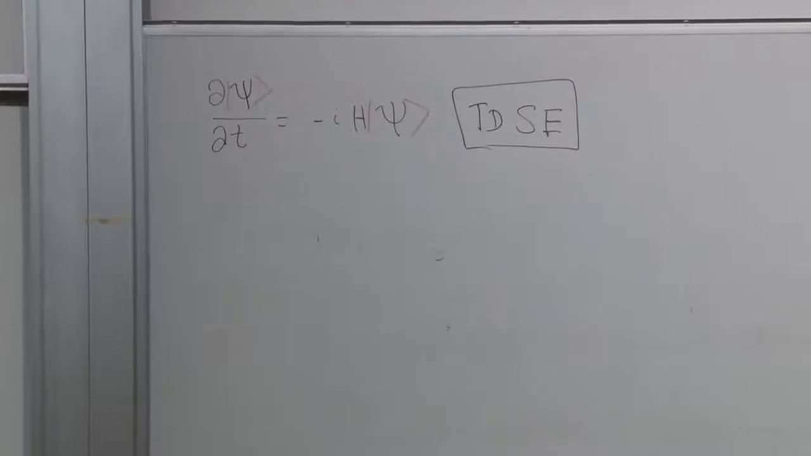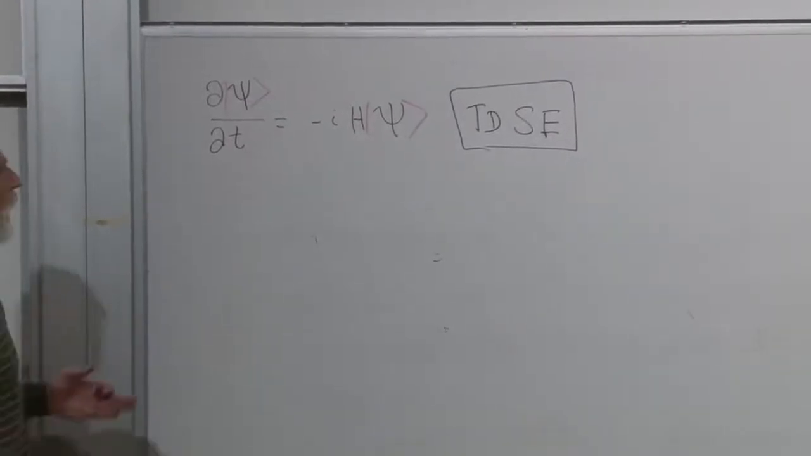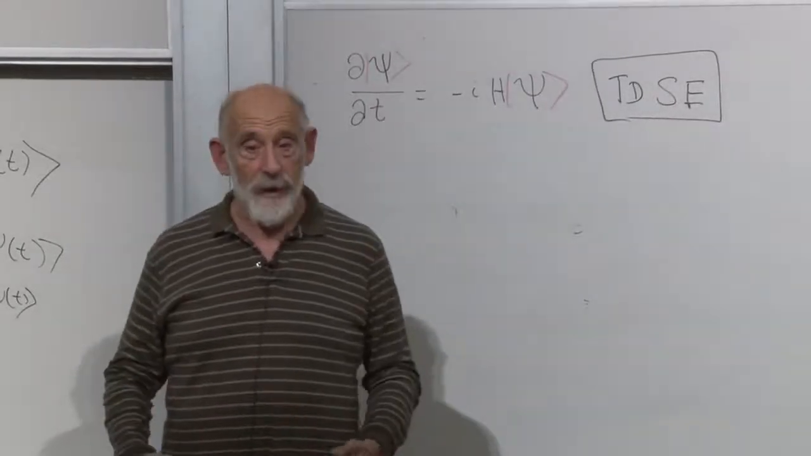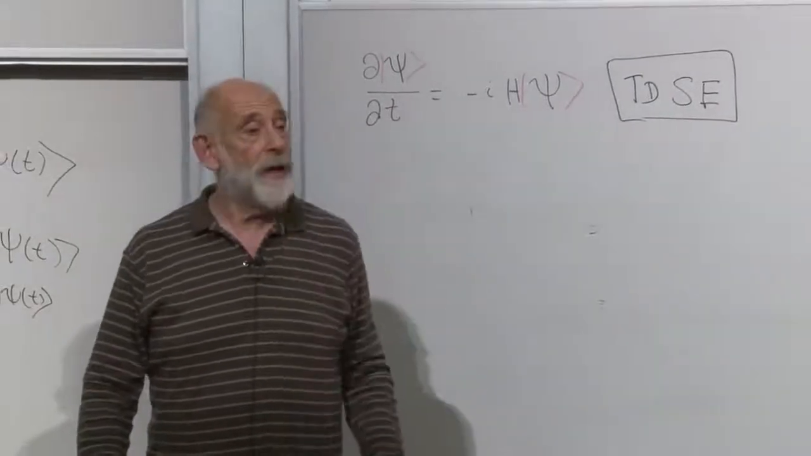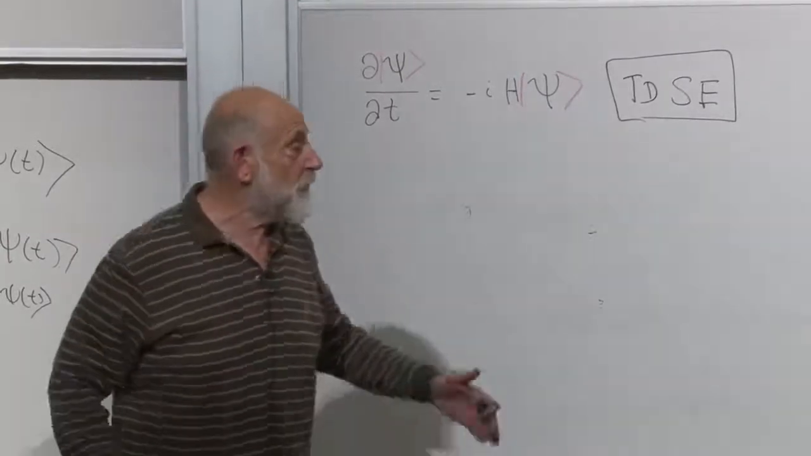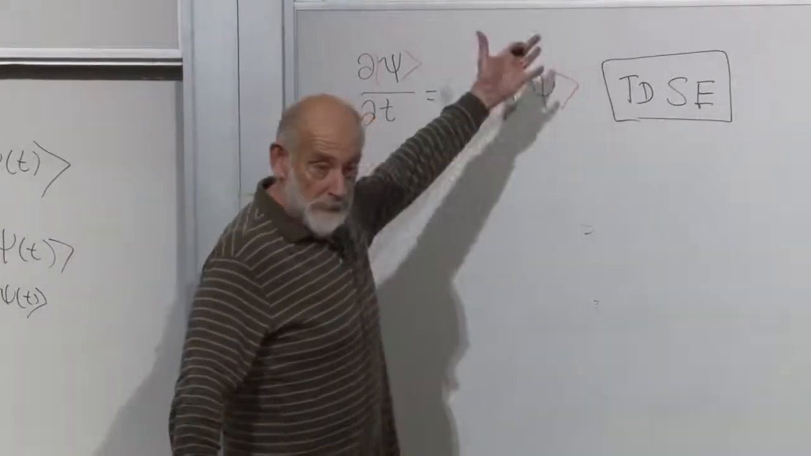And what it tells you is how the state vector changes as a function of time if you are so lucky to know what the Hamiltonian is. The Hamiltonian is a Hermitian operator, and you can make all kinds of quantum mechanical systems just to play with by choosing different H's. We did this last quarter.